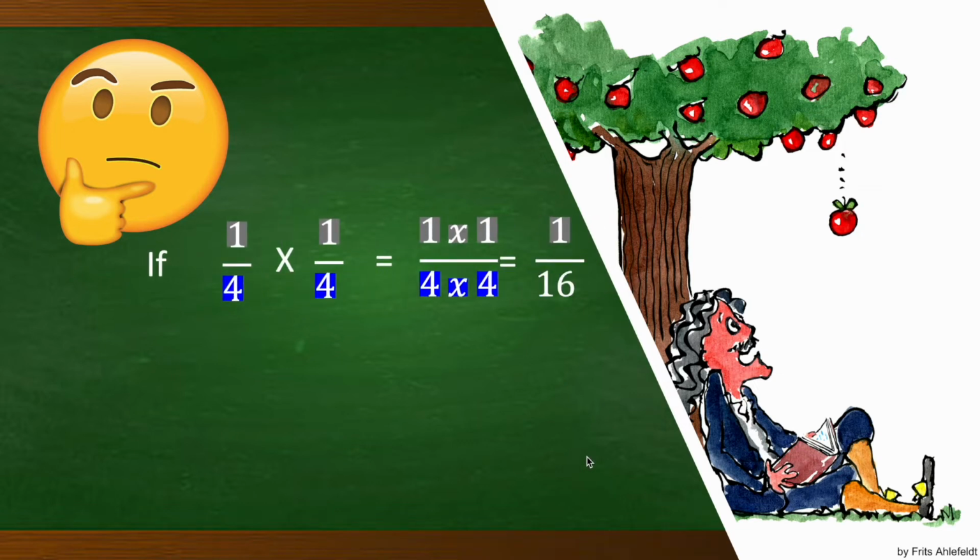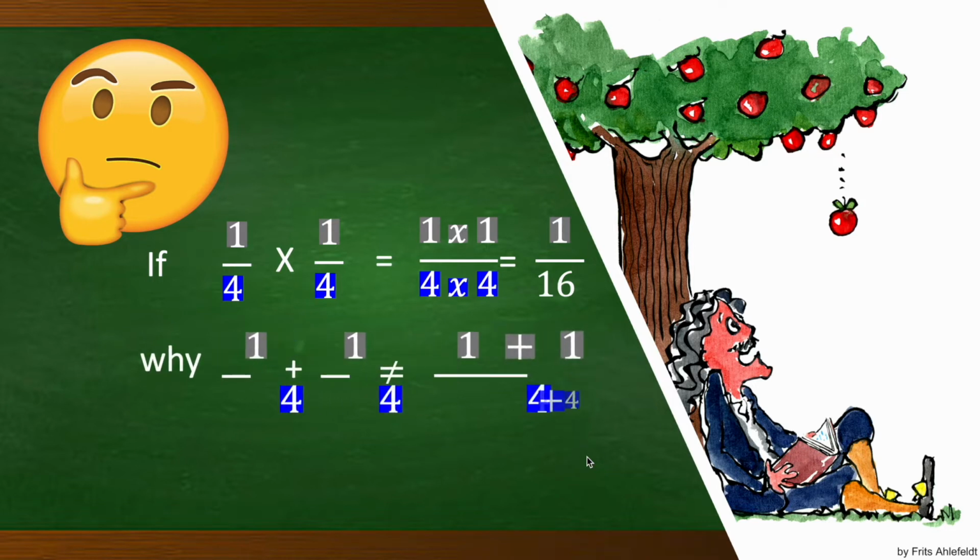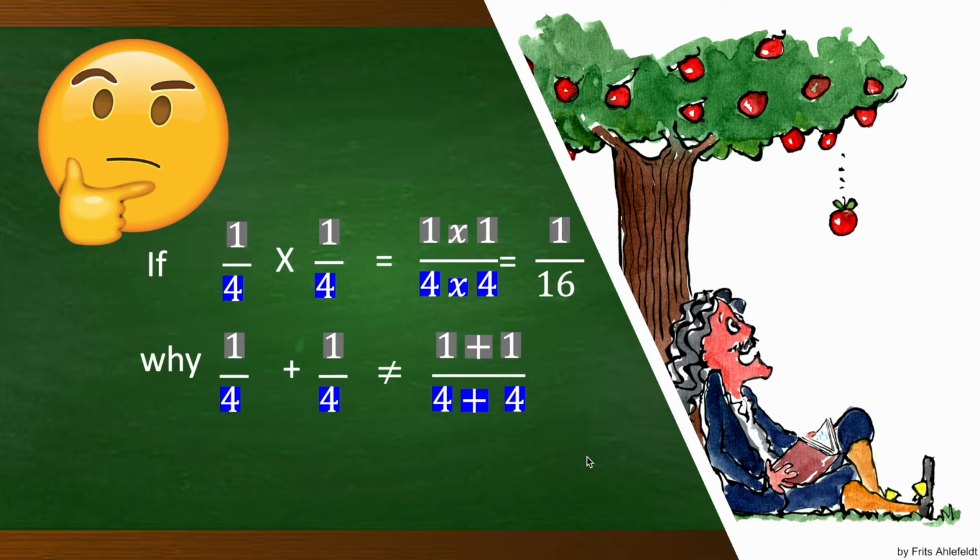So here, if 1/4 times 1/4 equals 1 times 1 divided by 4 times 4, then why is 1/4 plus 1/4 not equal to 1 plus 1 divided by 4 plus 4? Why do you not add the denominators? Well, someone says that's the procedure. Well, you don't have to always believe what someone says. You need to know why.